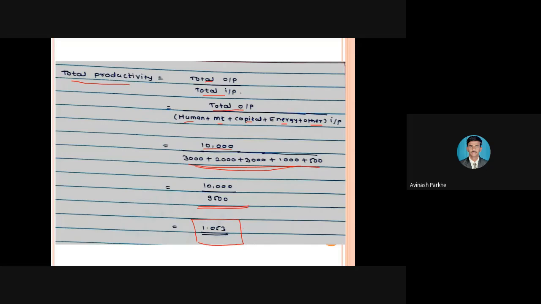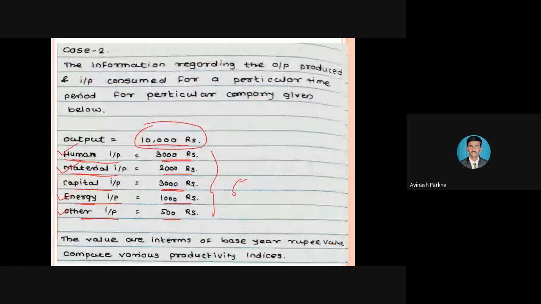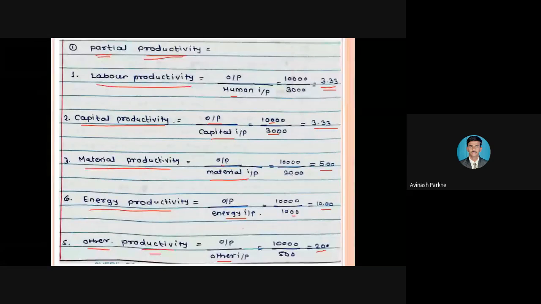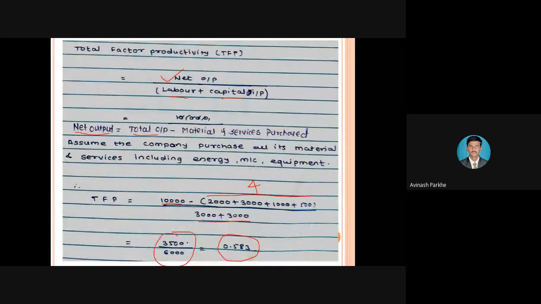So if the question is asked in the exam, that is, compute the various types of productivity, at that time we have to calculate the partial productivity according to the output and each input, then total productivity, total output upon total input, and TFP, that is total factor productivity, is equal to net output, which will be calculated from total output minus services and inputs which we can purchase.